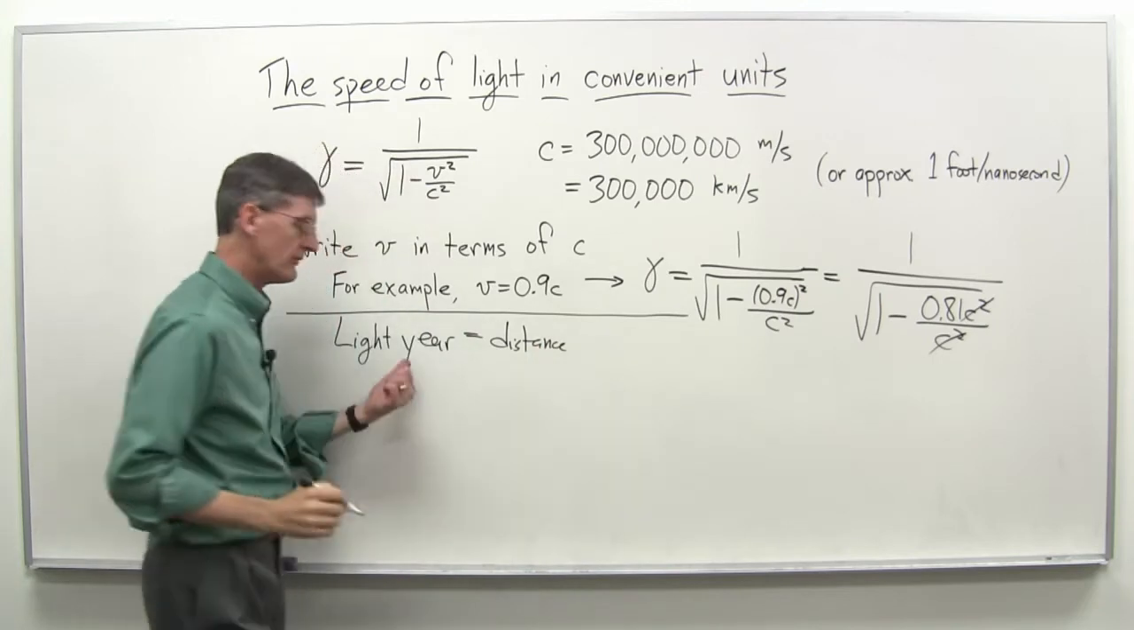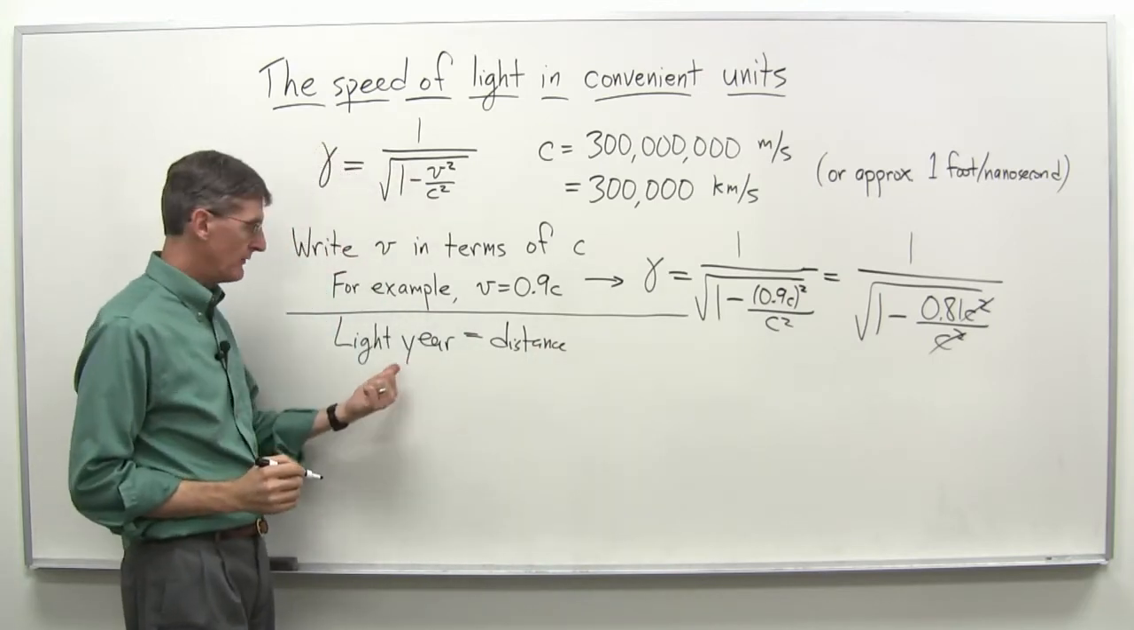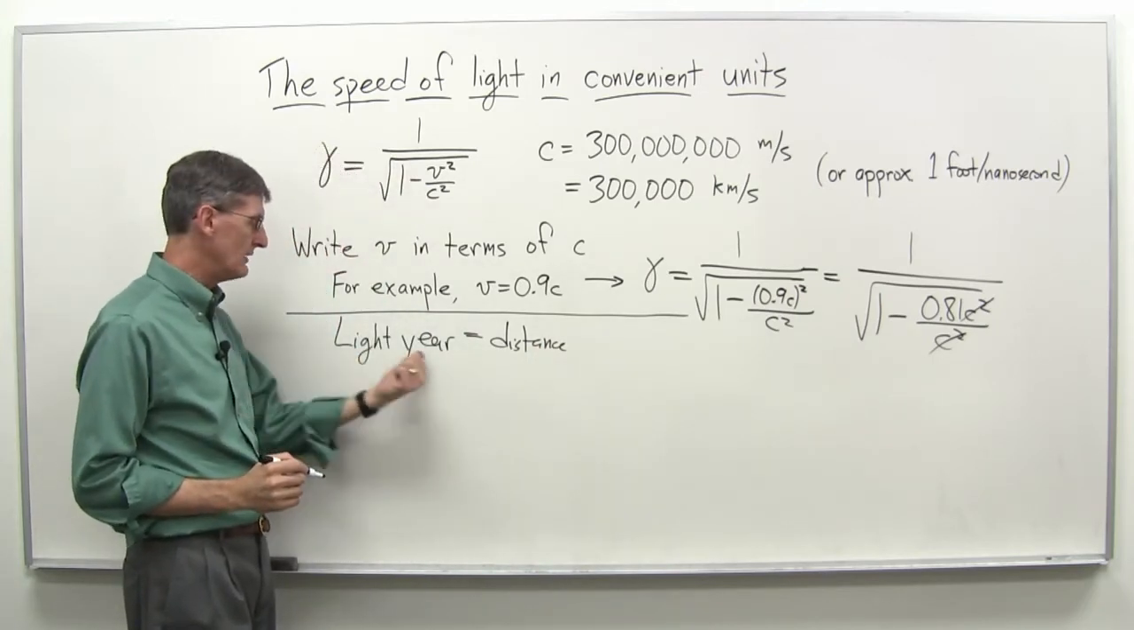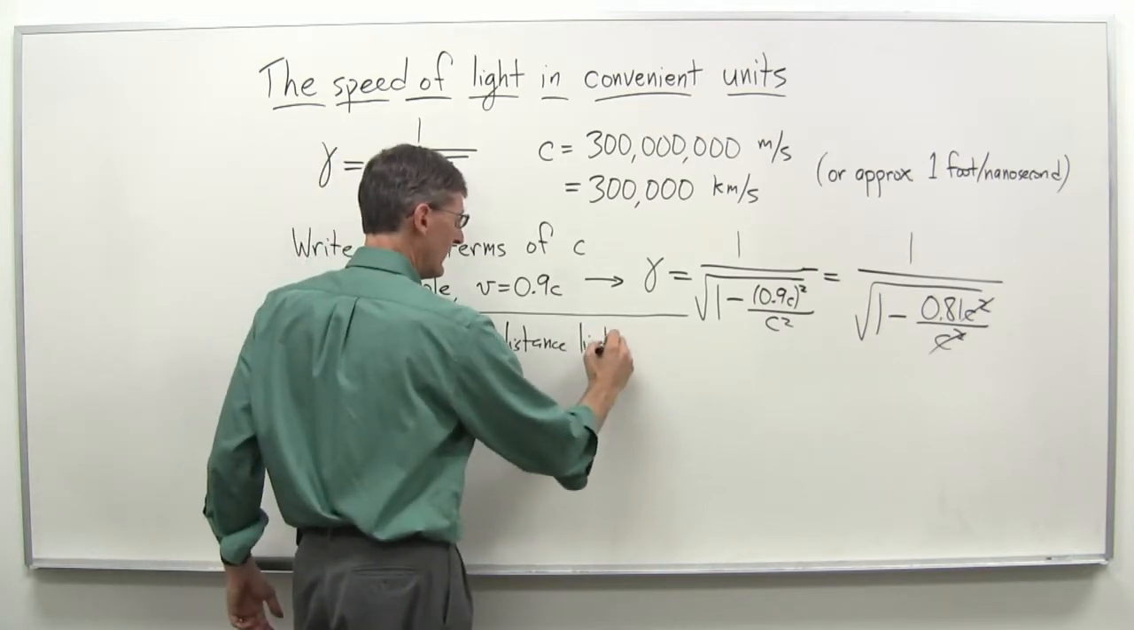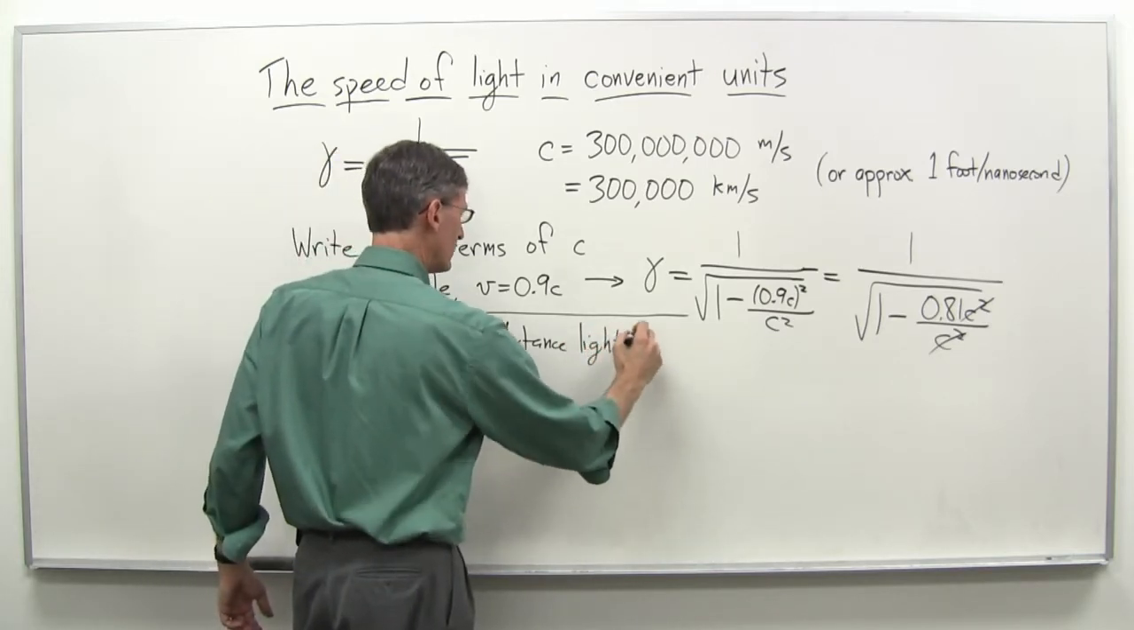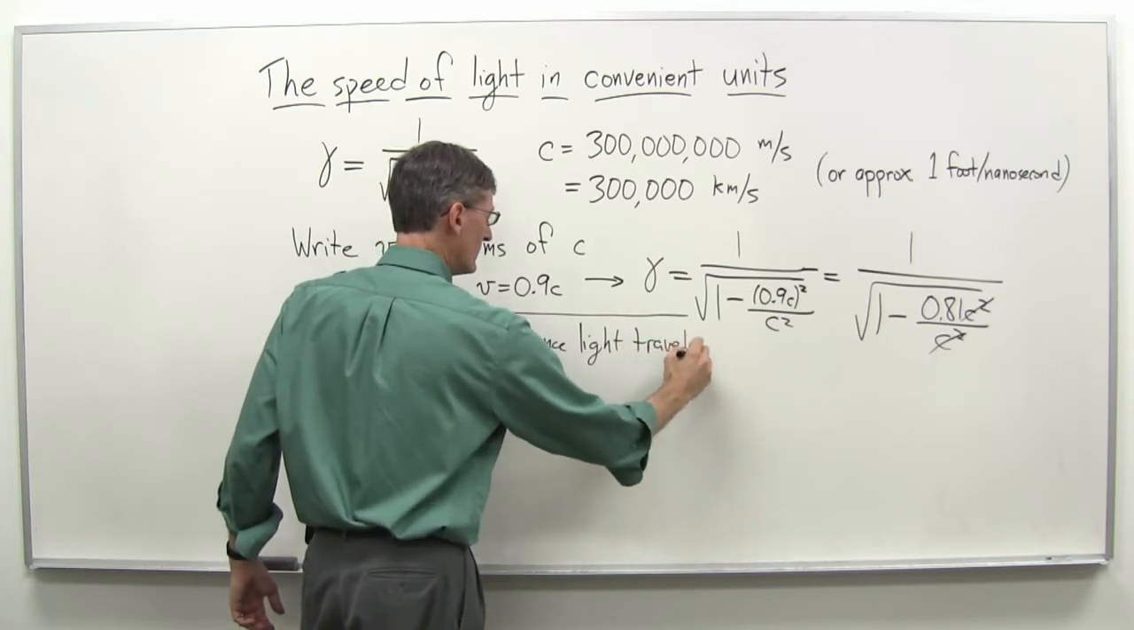So it is a distance. It is not a time. Despite the fact we've got year in there, it's a light year. It's the distance light travels in a year. Distance light would travel in a vacuum. Distance light travels in 1 year.